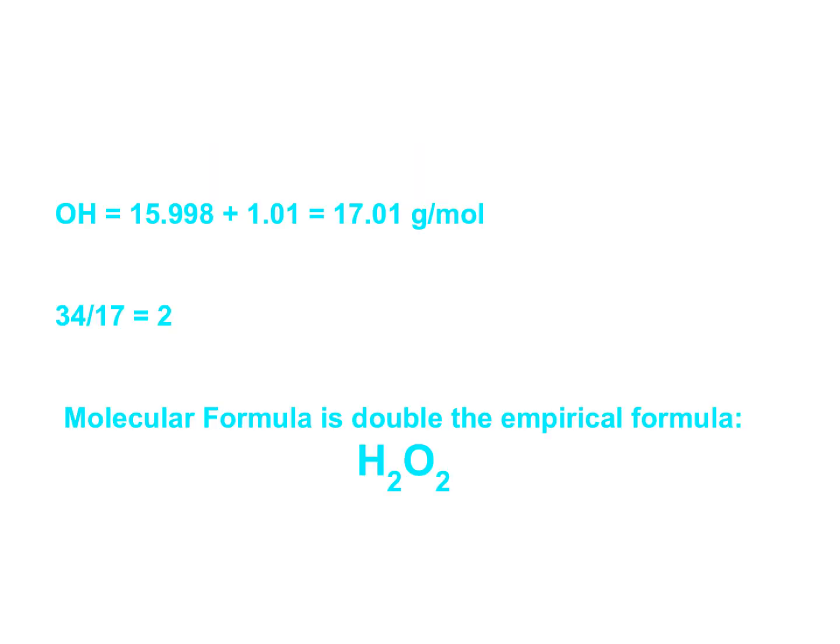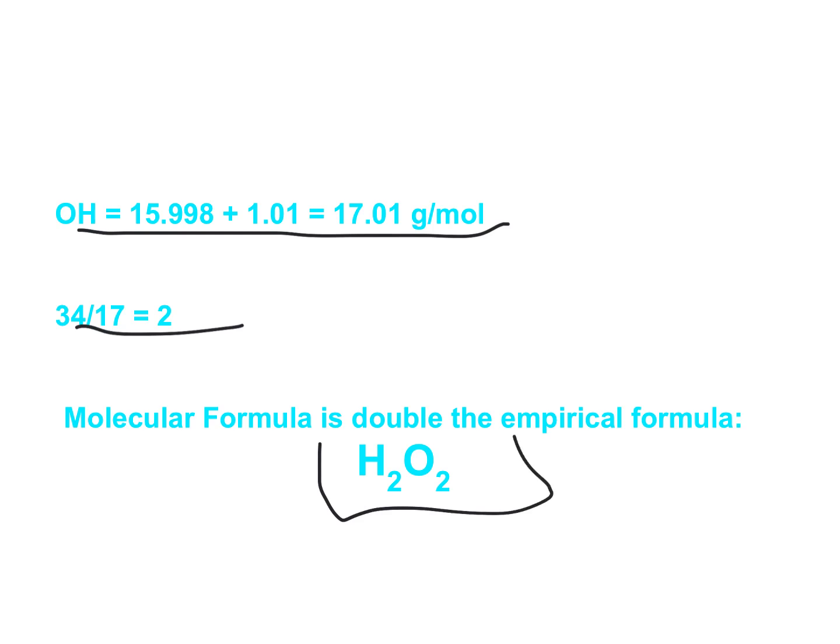To do this, I had to figure out the molar mass of my compound, and the molar mass of my empirical formula compound was about 17. So if my new molar mass is going to be 34, then I would take 34, divide that by 17, I would get 2, and then I would have to double my empirical formula, and I would get 2 hydrogens and 2 oxygens.